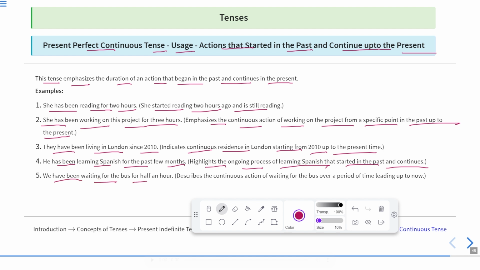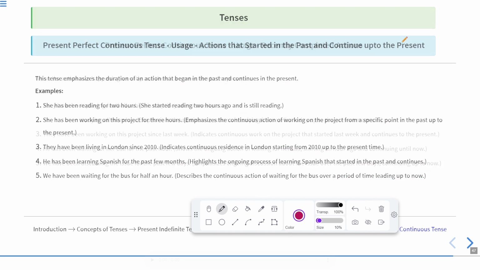We have been waiting for the bus for half an hour, describes the continuous action of waiting for the bus over a period of time leading up to now. Okay, now let us move to the next one.